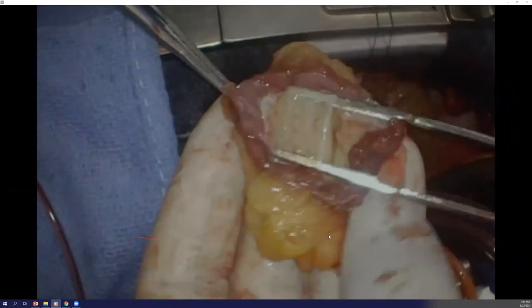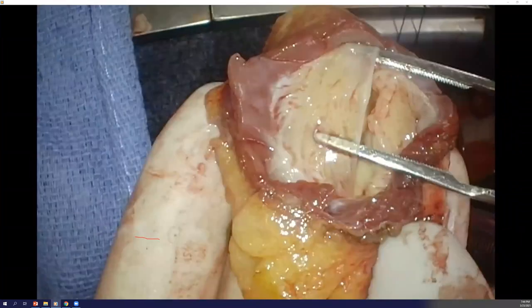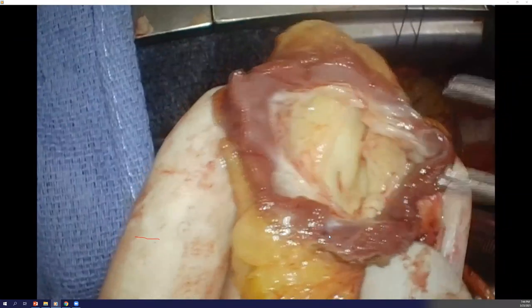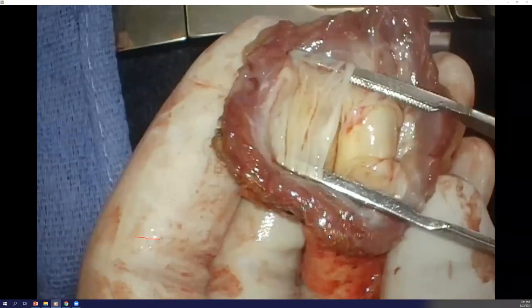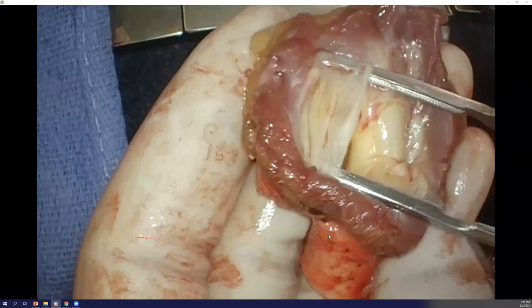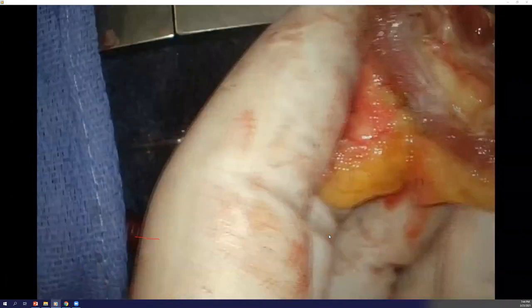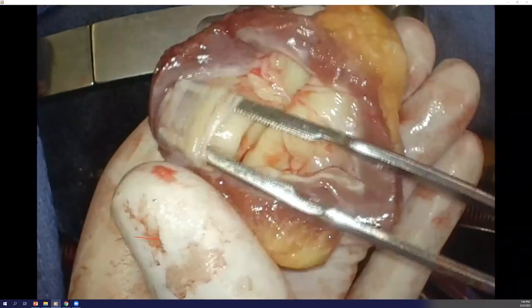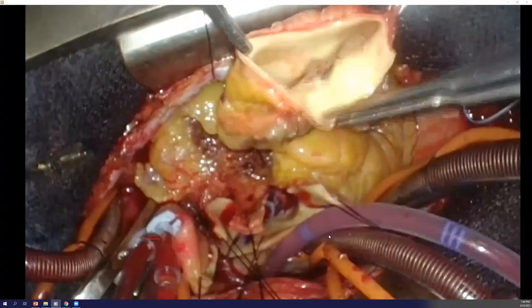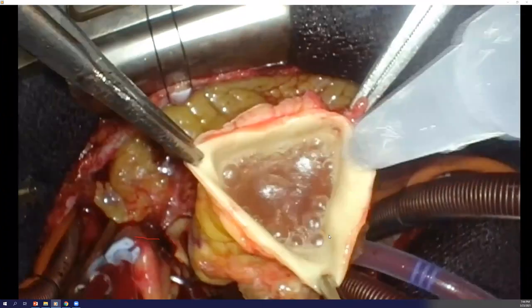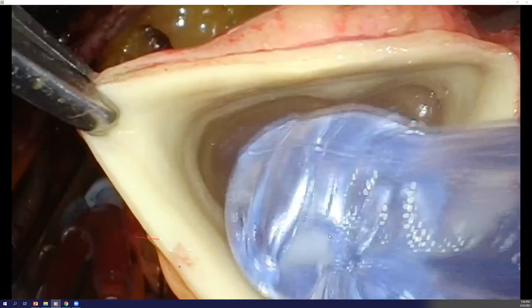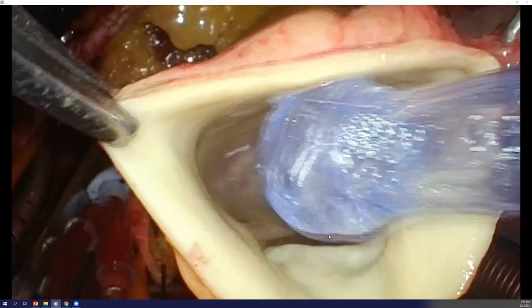I'm just showing here the leaflets. You can see they're all very thin. They're all very pliable. It looks very much like a normal aortic valve that has three leaflets. But you can also appreciate that there's no fibrous annulus to the pulmonary root. So you have to trim that muscle down. I'm just filling the pulmonary root just to show you what the leaflets look like. They definitely look like a normal aortic valve.